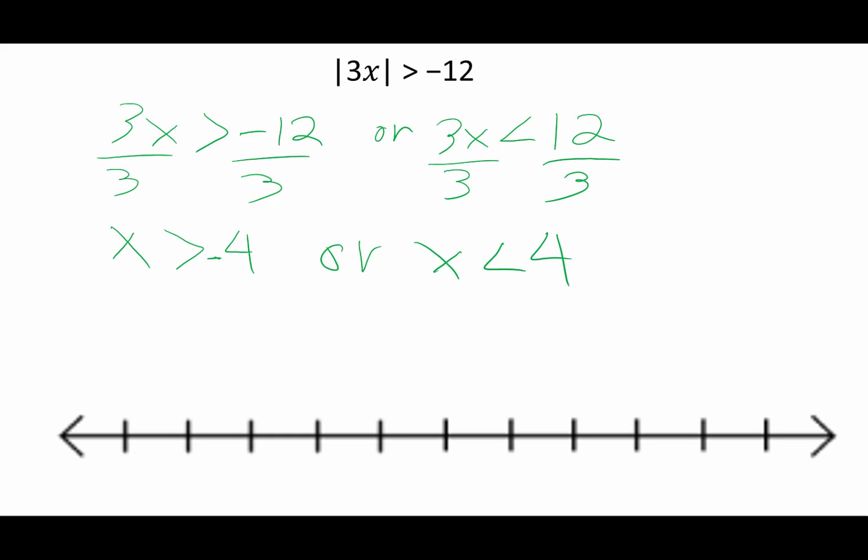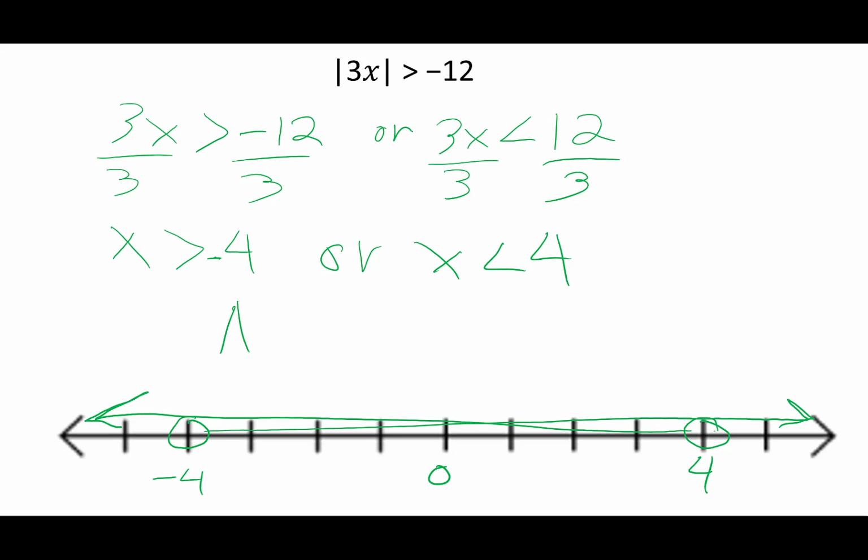So again, when we look at this graph, we've got an open circle at negative 4, shading to the right. And we've got an open circle at 4, shading to the left. So, because it's an or, I'm not stopping at the 2 dots. I don't need only the overlapping. So all right, and that is it for this video.